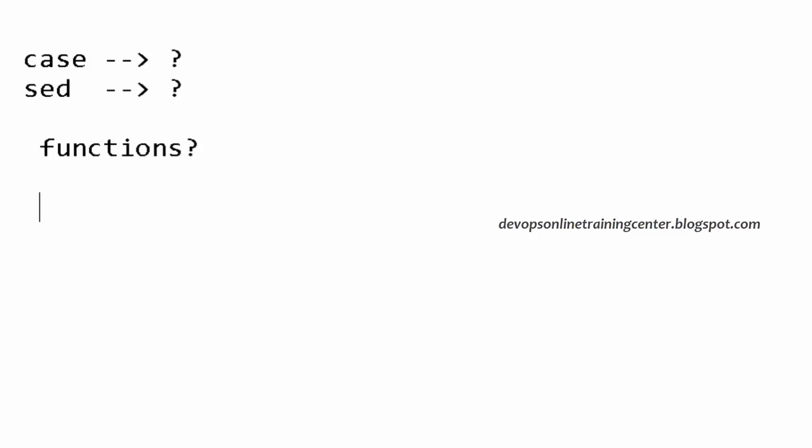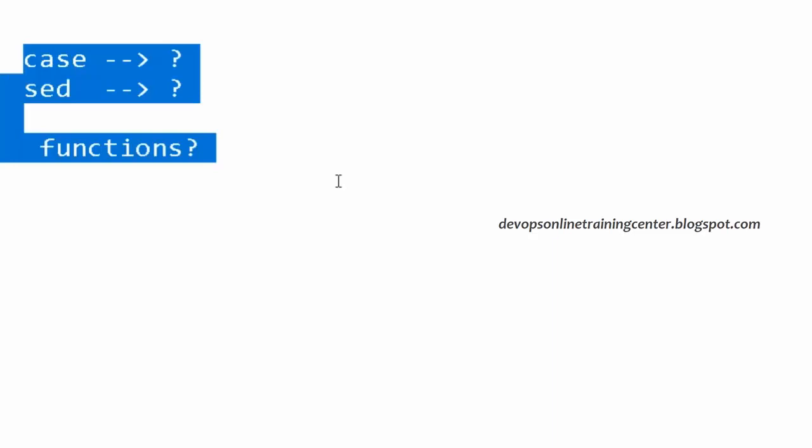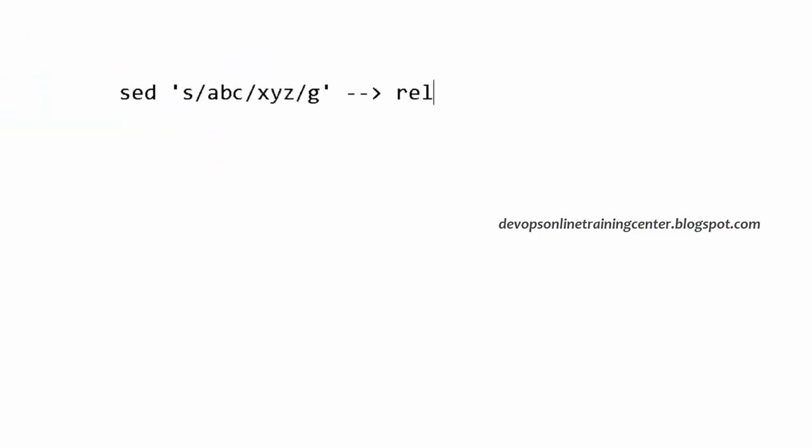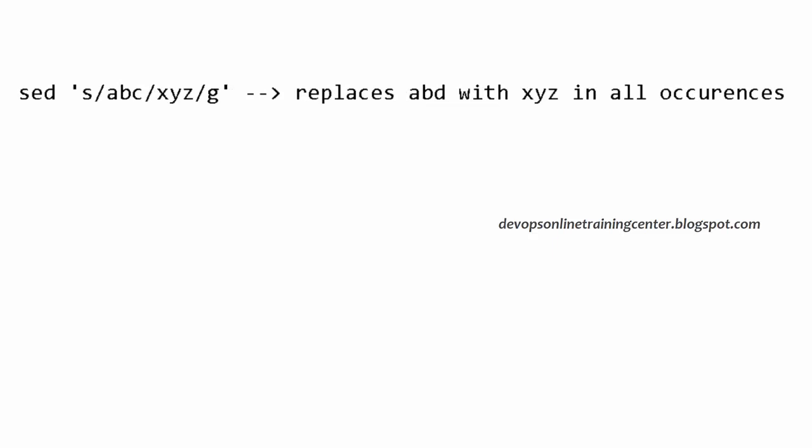Okay, so basically for reusability, right? We replace ABC with XYZ in all occurrences, right? And is this permanent or temporary? Okay, this is temporary. How do we make it permanent? This will not make any change to the file.